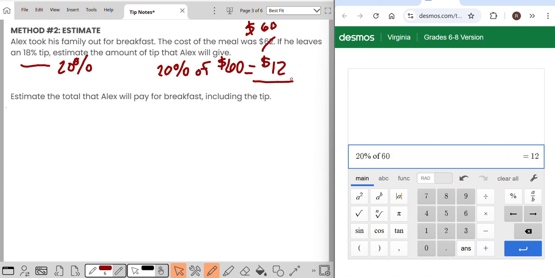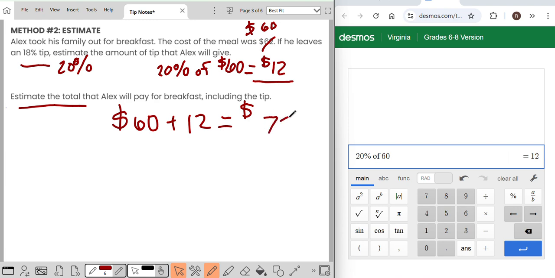So we know that the tip is $12. But here it says also estimate the total. Well, the estimate for the meal was $60. And up above, we estimated the tip to be about 12. So that means that the estimate for the entire cost, everything including tip, would be 72.